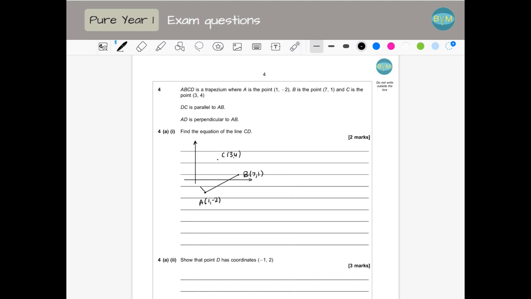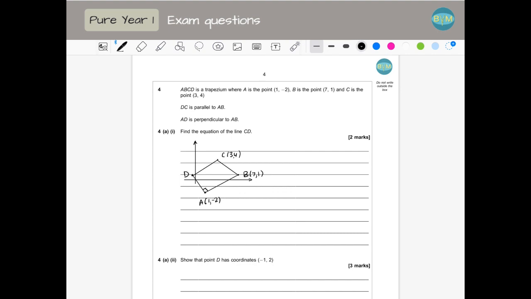Then we have a trapezium. This line is perpendicular, and this line is parallel. So it's going to be something like this, roughly. The drawing is not great, but it's helping us. So this is perpendicular, and these two lines are parallel, right? So we have to find the equation of the line CD. And this point is D.